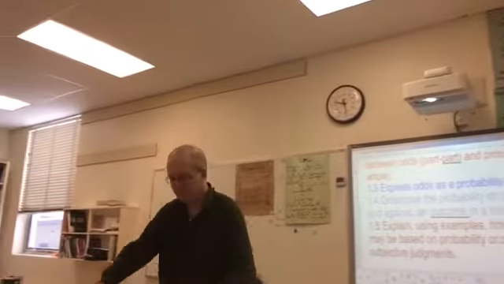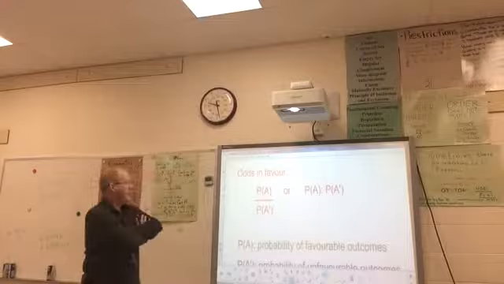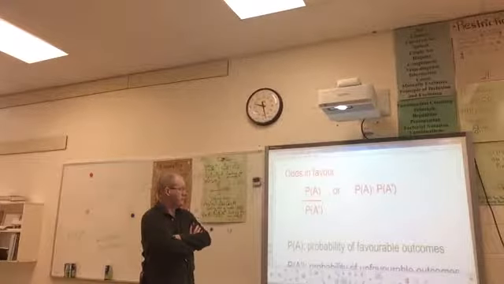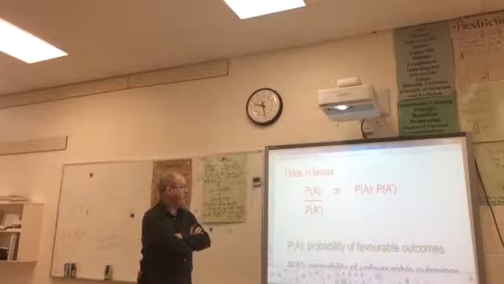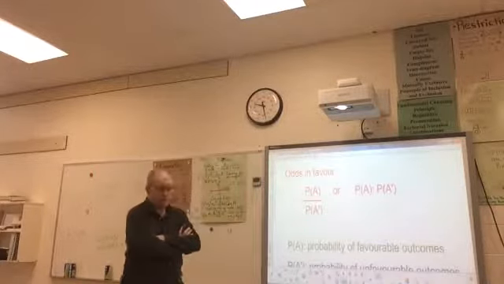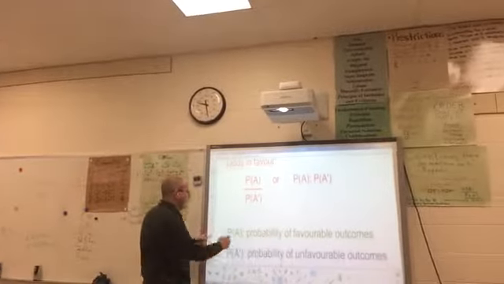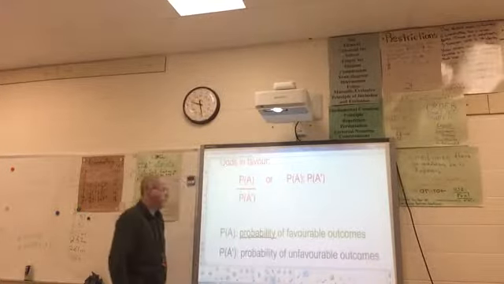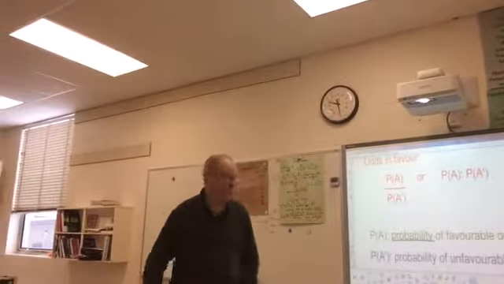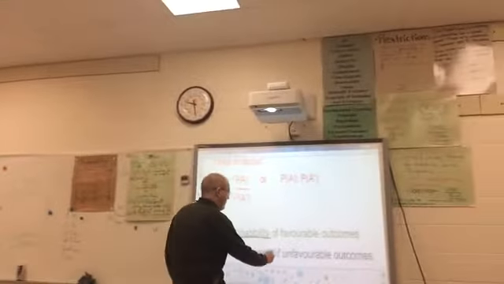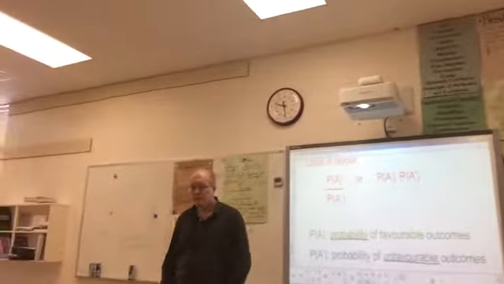Now, odds in favor is probability of A divided by probability of not A, where P of A is the probability of a favorable outcome, and P of A prime is the probability of unfavorable outcomes. So, what's an example of that?